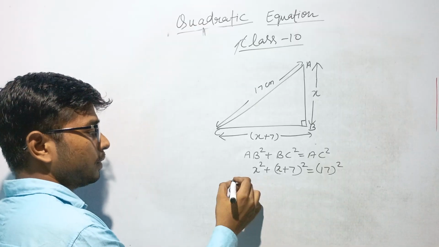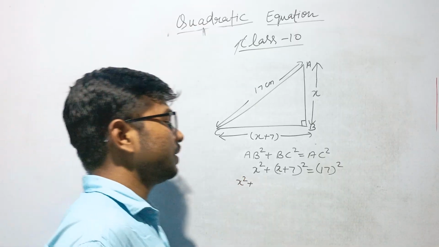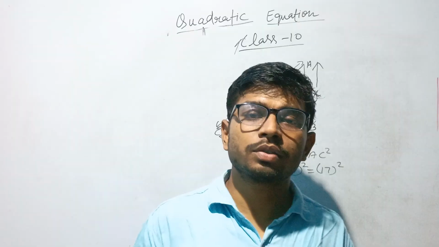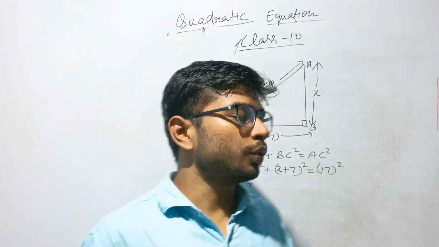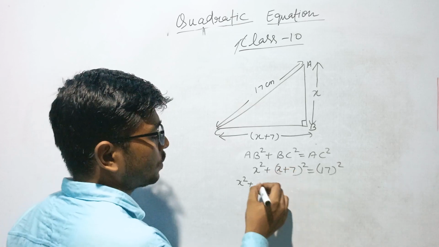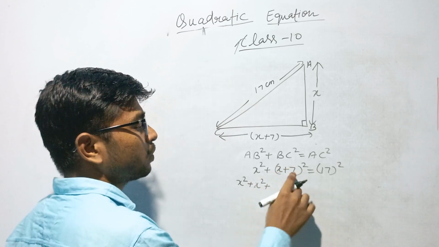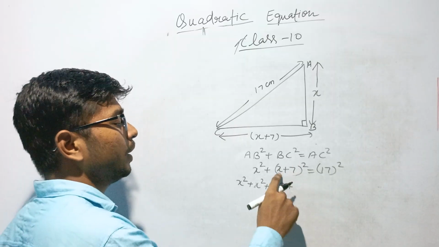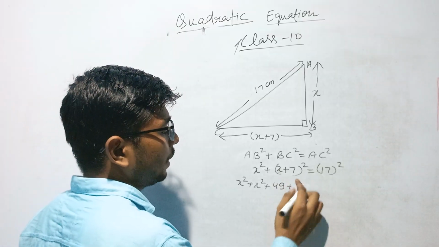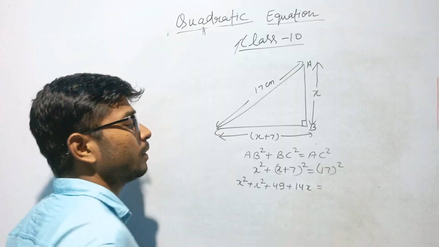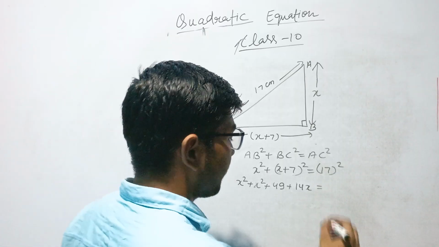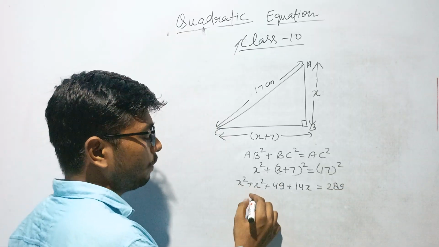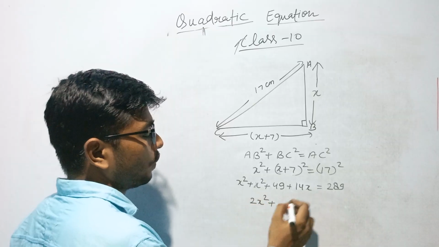Okay, now we can solve this. x square plus, this is an identity, x plus 7 whole square. So what is the whole square of a plus b? a square plus b square plus 2ab. So if you open the square you will get a square, a square means x square, plus b square means square of 7, it will be 49, plus 2ab, so 2 times 7 times x, 14x is equal to square of 17. Square of 17 will be 289. Okay, x square and x square, it will be 2x square plus 14x.